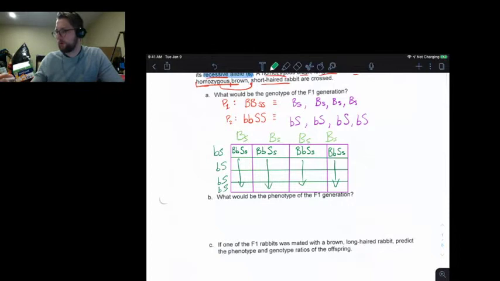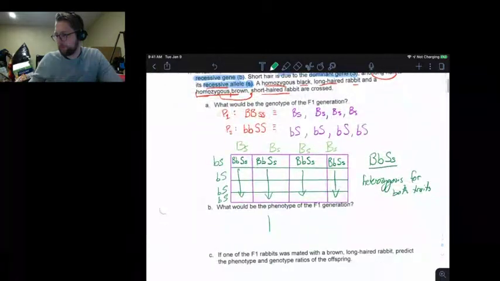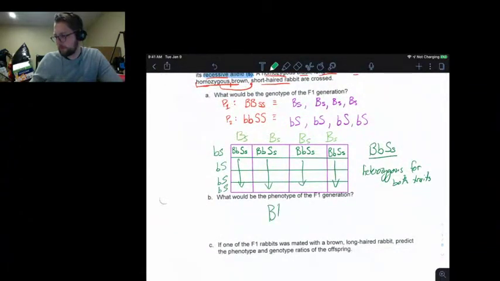So what is the genotype of the F1 generation? The F1 generation is going to be BbSs. They're going to be heterozygous for both, or carriers for both traits. And that means that they are going to have the dominant phenotype for both traits. So they will be, what is it, black-haired? Yeah. Black and short-haired.